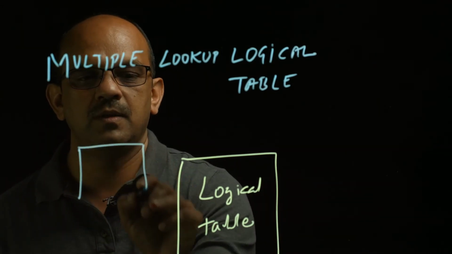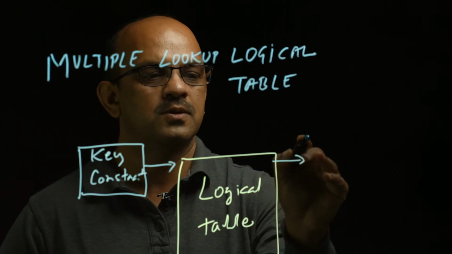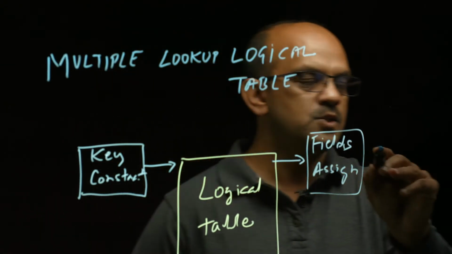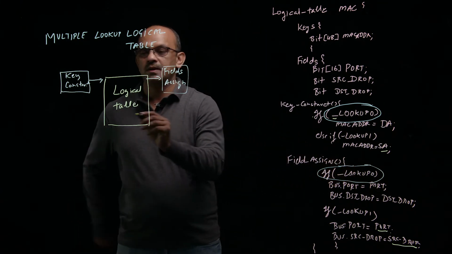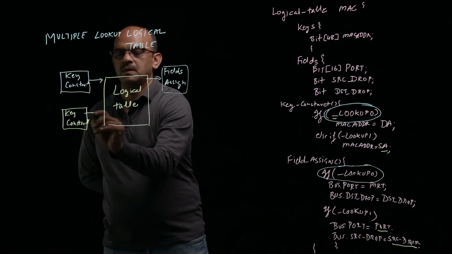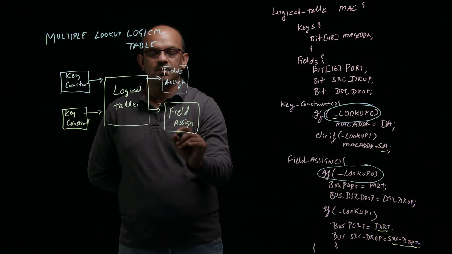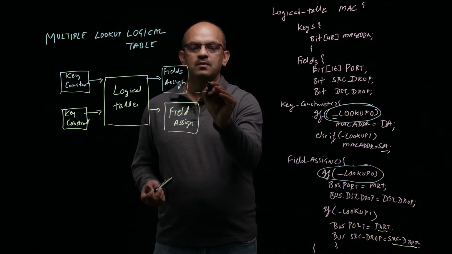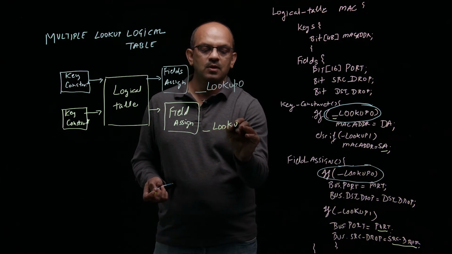Here is one logical table, and in NPL, the user specifies a key construct block. Corresponding to this key construct block, there is a fields assign block. These two things are marked in blue on this side. Now, when an end user wants to specify multiple lookups, he has to specify another key construct block, and correspondingly, there should be a field assign block. The way to demarcate between these two key construct and field assign is by use of metadata. For the first lookup, the end user should use lookup 0, and for the second one, the NPL writer should use lookup 1.